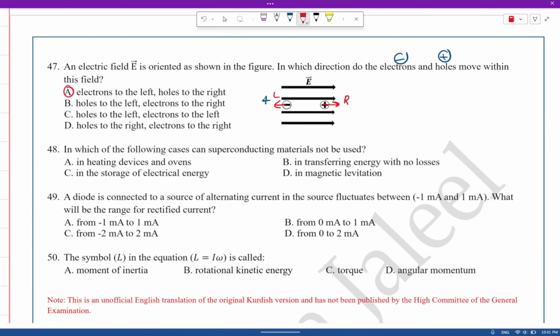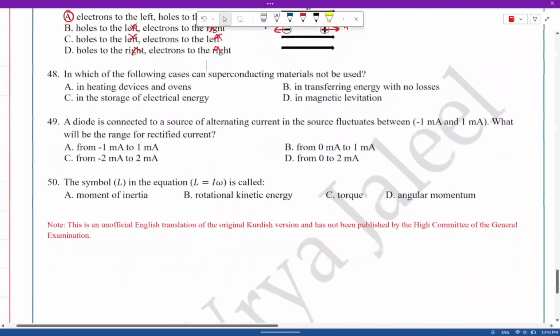Holes move to the left. That is incorrect. Electrons move to the right. No. Holes move to the left and electrons move to the left. No, they cannot move in the same direction. Holes move to the right, electrons move to the right. That is incorrect once again because they cannot all move in the same direction here. Okay, so that is option A.